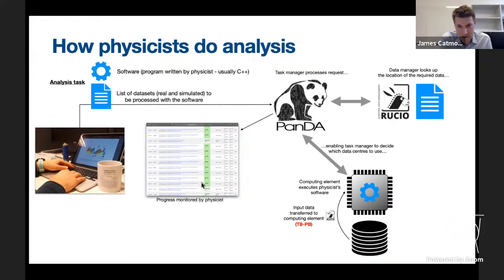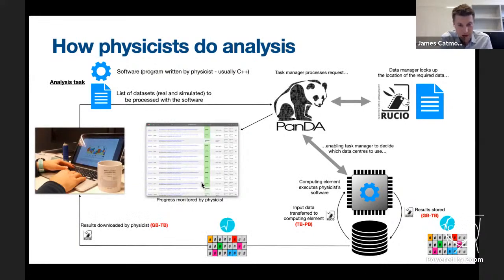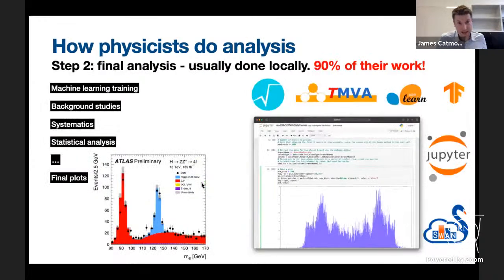And then once the jobs are finished, the results, which are now a lot smaller, as I showed earlier, are transferred back onto the disks of the site where the jobs ran. And then finally, the physicist, if they want, can download these results directly to their laptop or to their university cluster, and can then do their analysis using local resources. And this local analysis is the second step. We call it final analysis. And this is, as I said, usually done on their local computers or even their laptop if they've been very efficient in reducing the size of their data sets.